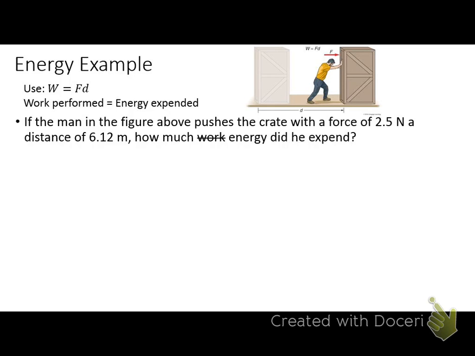Here we have the same guy pushing the same crate. It's like Groundhog Day. He's even going to push it with the same force over the same distance. In your notes, if you want to, this morning I just made this change: draw a line through work and insert the word energy. So how much energy did he expend? Energy expended is the force he applied over the distance he applied it. So energy spent is going to look exactly like we worked on Monday: 2.5 newtons times the distance, 6.12 meters.